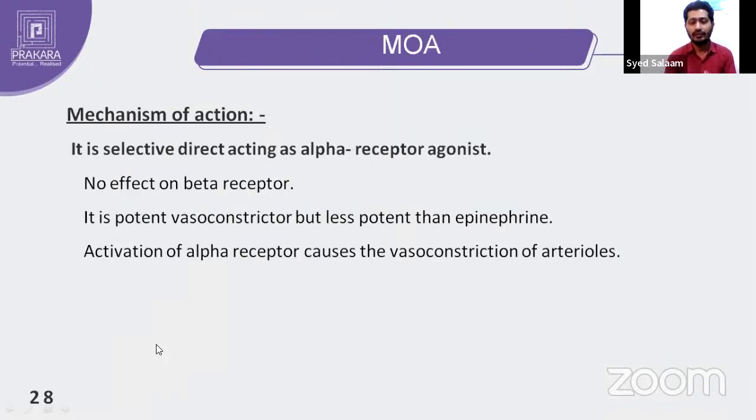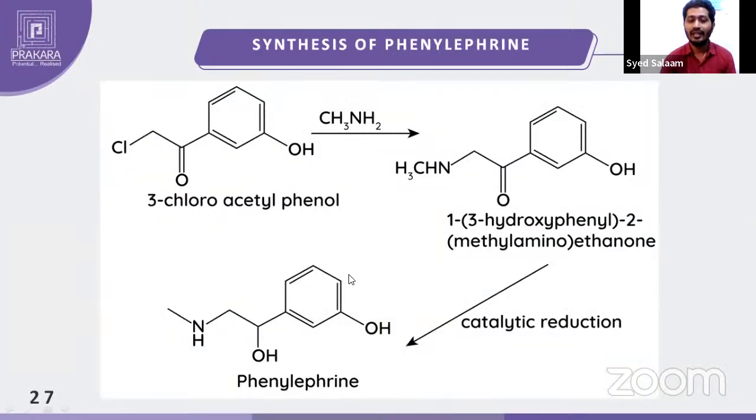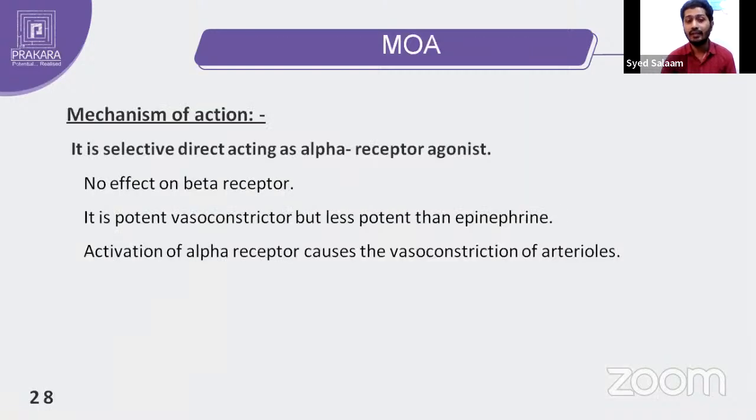Mechanism of action of phenylephrine: it is a selective, direct acting alpha receptor agonist. It won't have beta. Why is it not having beta? Because it is not having the 4-hydroxy. We have seen earlier in our SAR that 4-hydroxy is responsible for beta. Because that is absent, it is effective only for alpha. It is a potent vasoconstrictor, but less potent than epinephrine. Activation of alpha causes vasoconstriction of arterioles, so it might be used in hypotension.